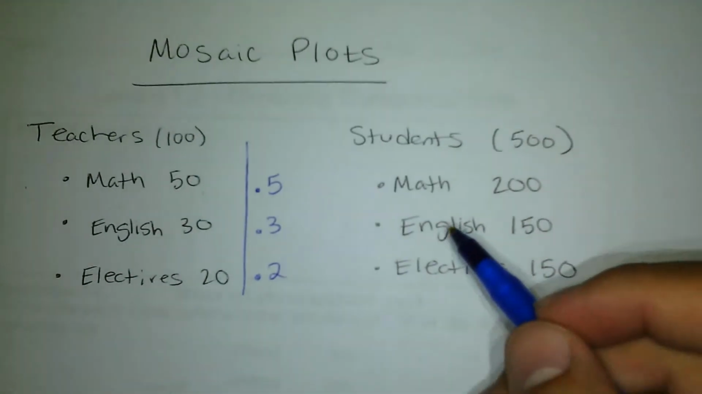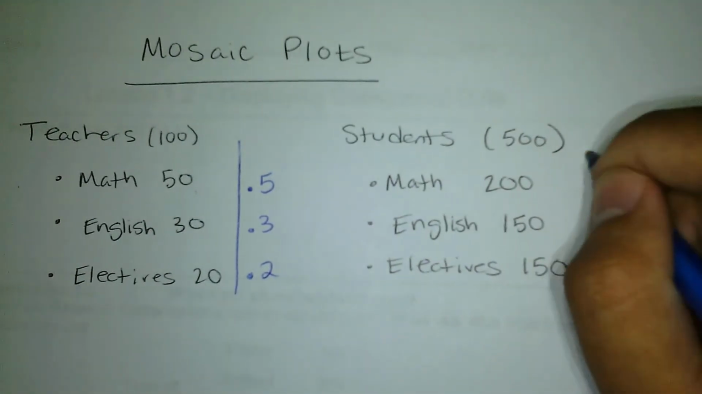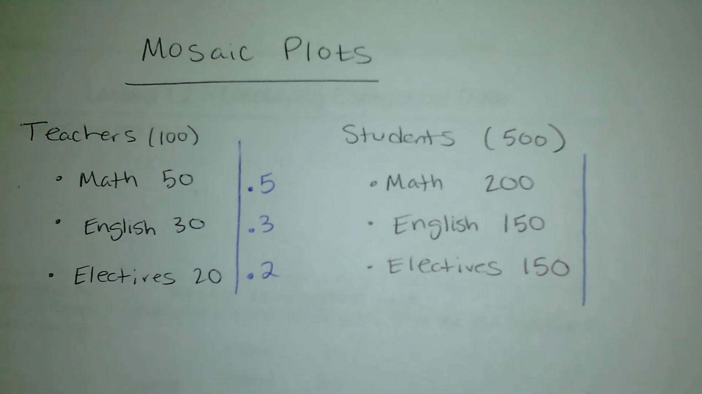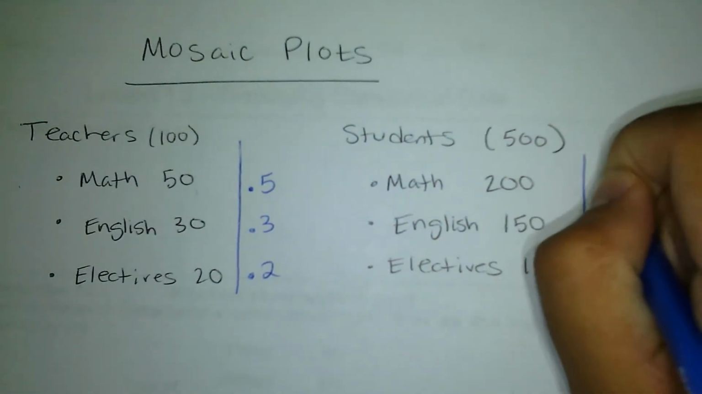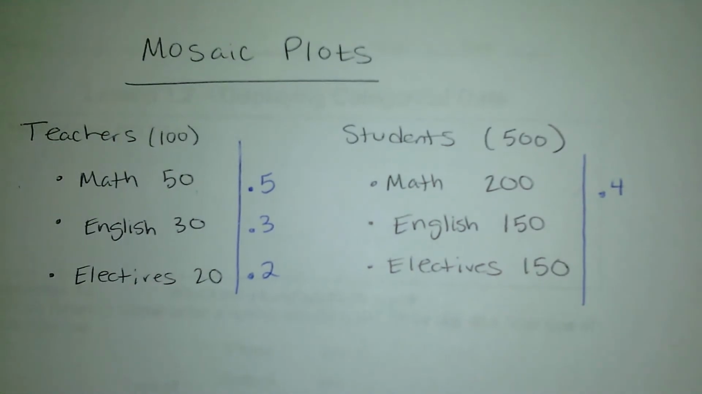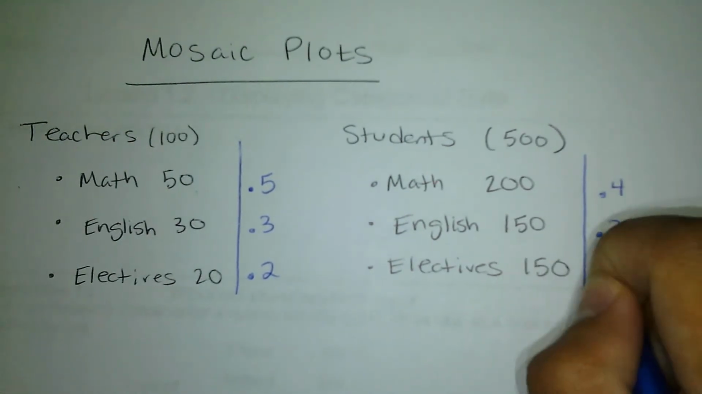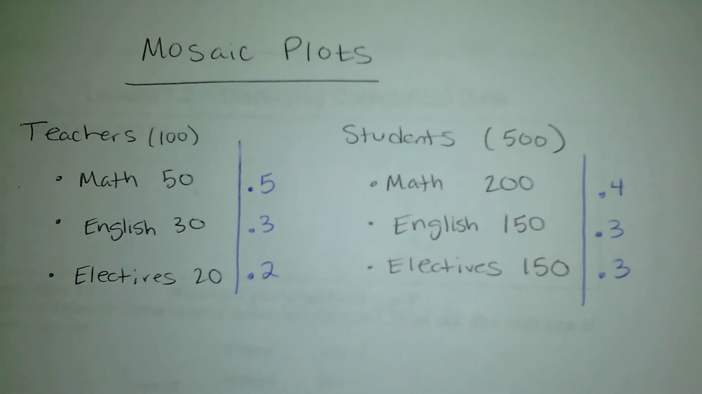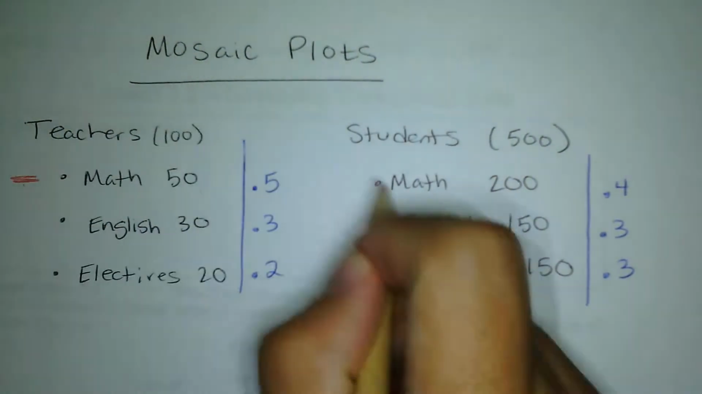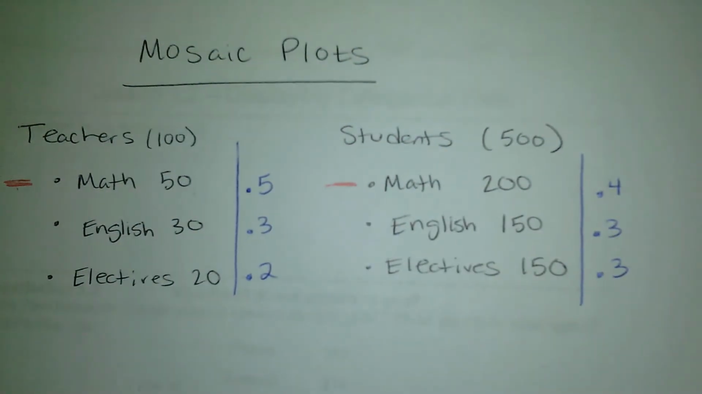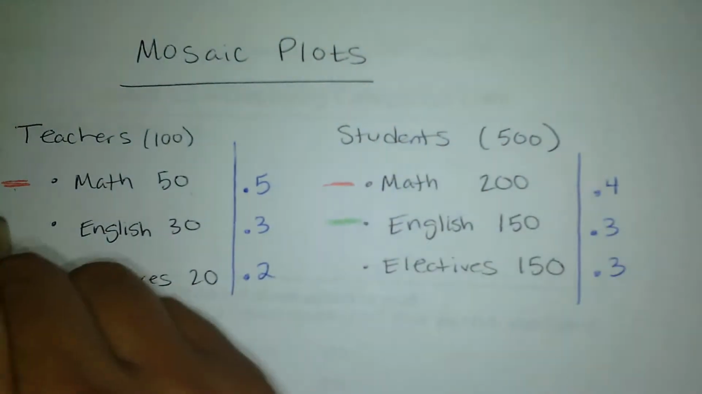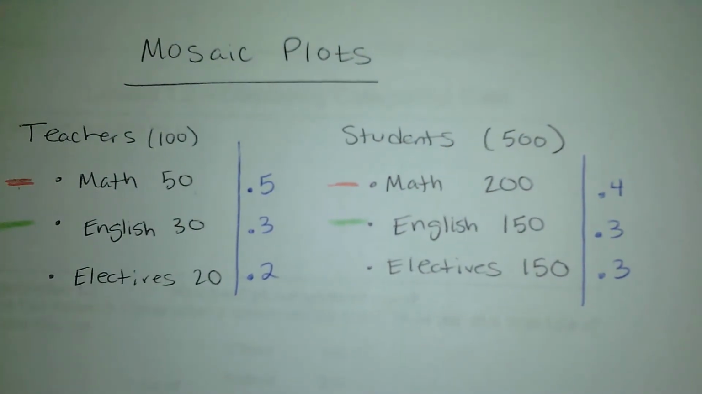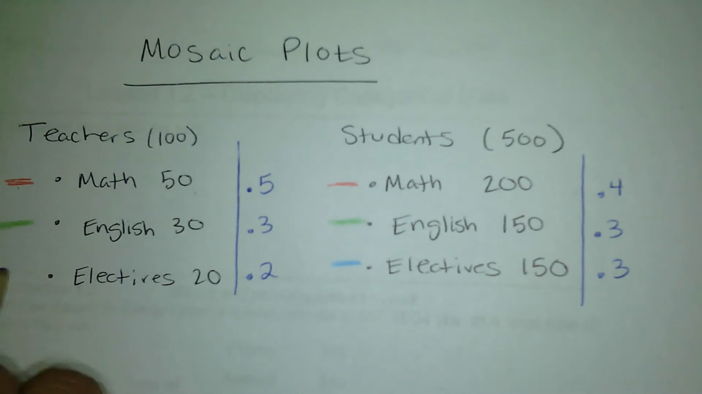Now, I'm going to do the same thing to my student sample. I'm going to convert these to relative proportions. 200 divided by 500, that's going to be about 0.4. And then 150 out of 500, 0.3 and 0.3. And now I'm just going to randomly assign some colors here. Let's say that math is red. English is, I actually don't even know, oh, green. And electives will be blue.